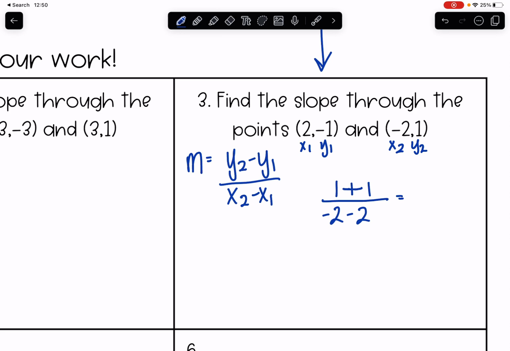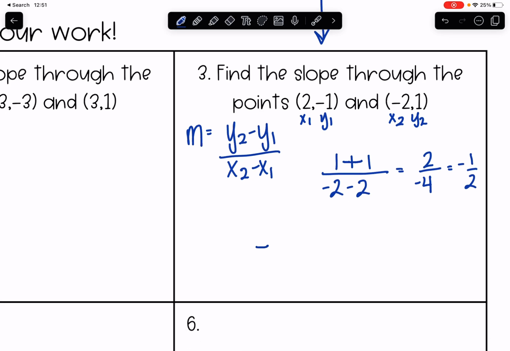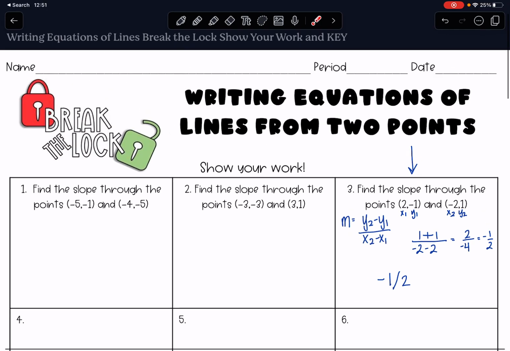Okay, so this becomes a positive. 1 plus 1 is 2 over negative 2 minus 2 is negative 4. But we always want to reduce our fractions. They're both even. 2/4 reduces to negative 1/2. And so when you type that in, you would type in negative 1, the slash symbol, and 2. So anytime you're ever having to type in a fraction, you want to use the slash key. Negative always goes in front. And make sure you do not write any spaces.